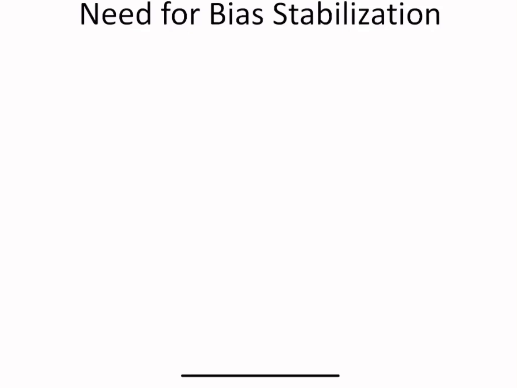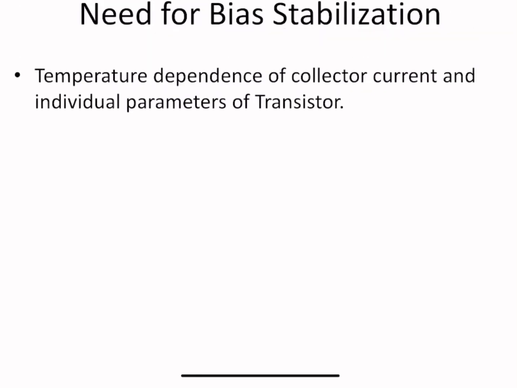Now the question is, why do we need bias stabilization? Once the operating point is fixed, it should remain where it was. The operating point should remain constant during the passage of the AC signal. There are many factors due to which the operating point can vary.